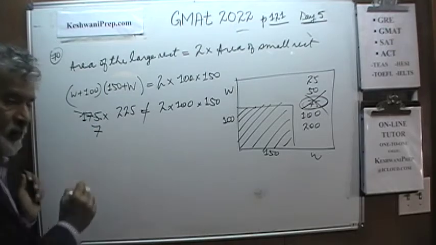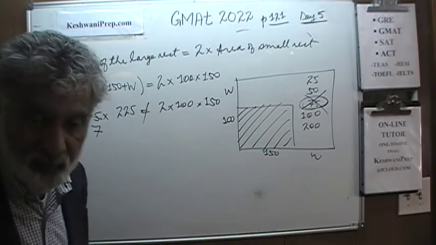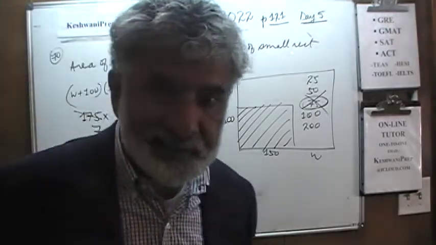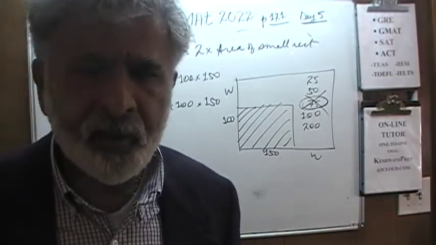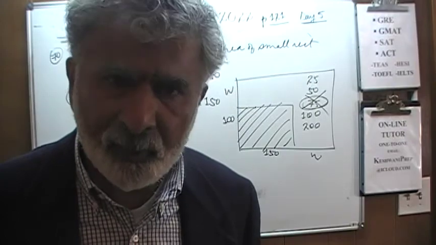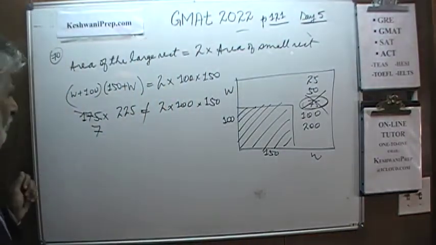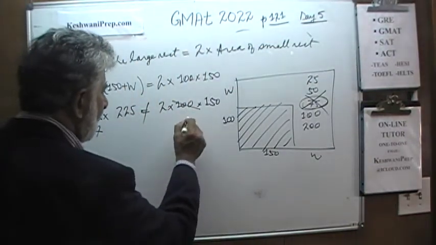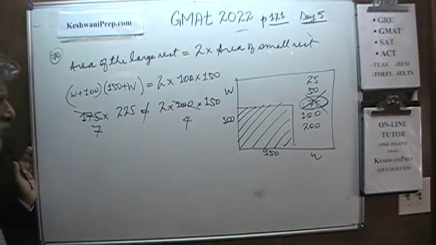175 is made up of 725, because 200 is made up of 825. Therefore 175 must be made up of 725. And let's divide this side by 25, we get a 4. Let's go one more round.